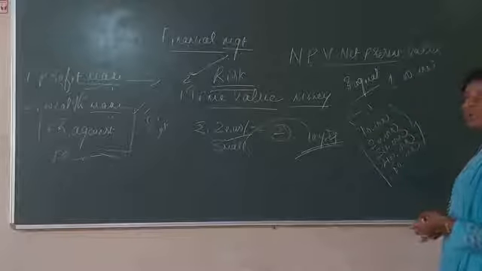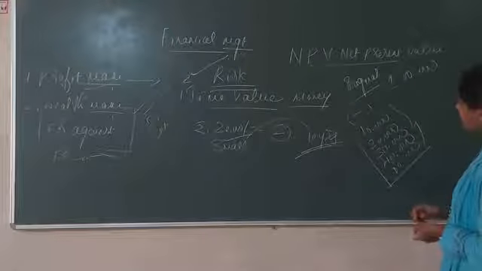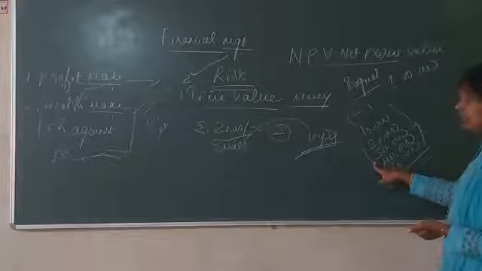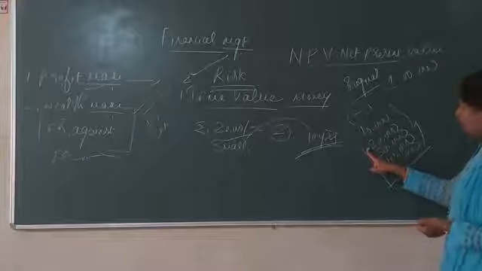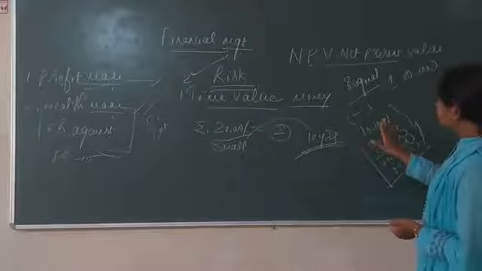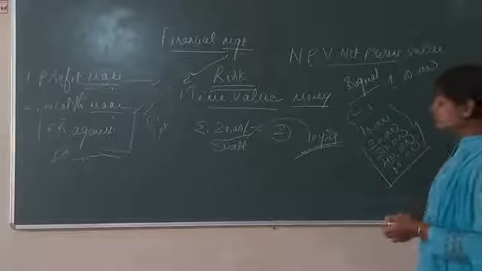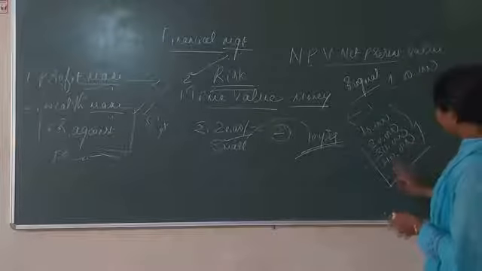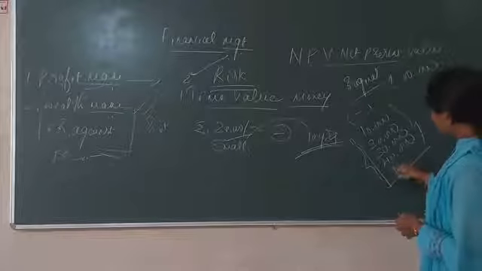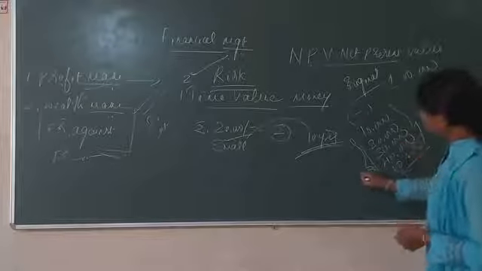This is what we have to take into consideration, this total. 40 plus 10, 50, 50 plus 30, 80, 80 plus 20, 1 lakh. Yes or no? This is the return to the business entity within 4 years, within 5 years, I'm sorry.